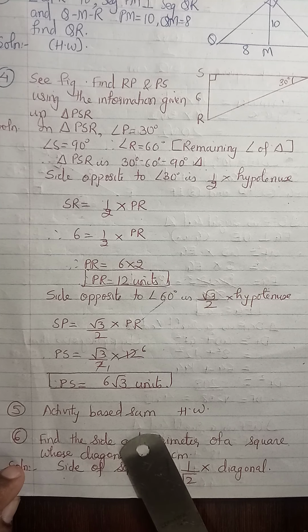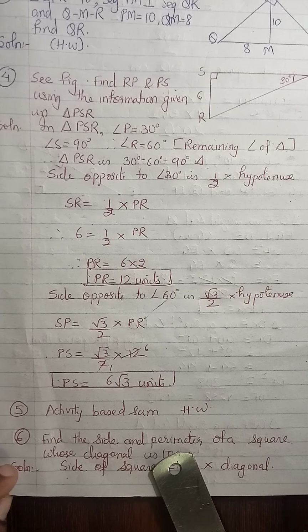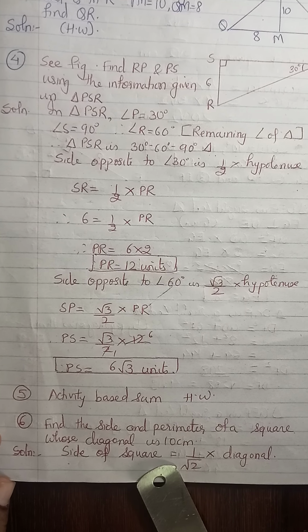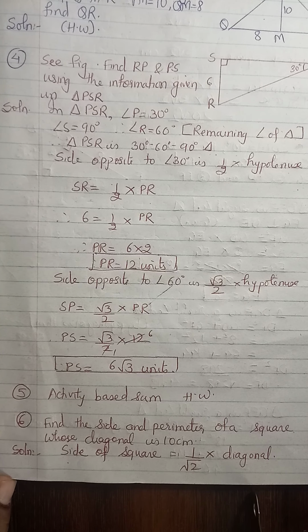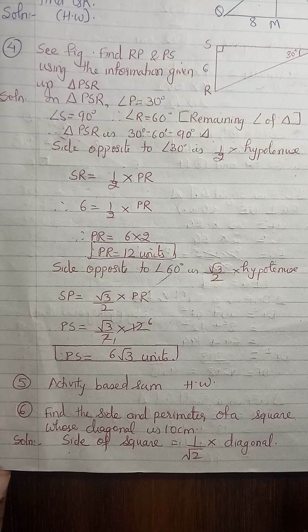Question number 5 is an activity-based sum, which you can do very easily. Therefore, I have given it as homework. Now, question number 6. Find the side and the perimeter of a square whose diagonal is 10 centimeter.